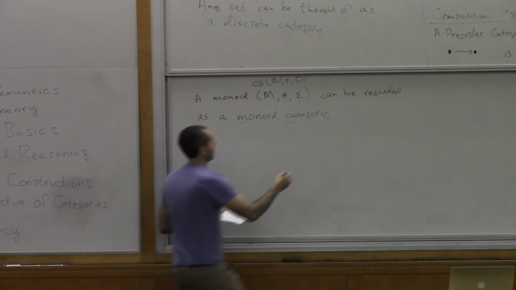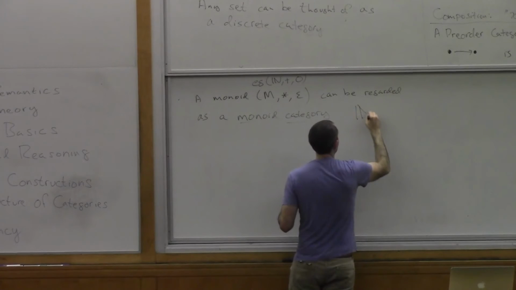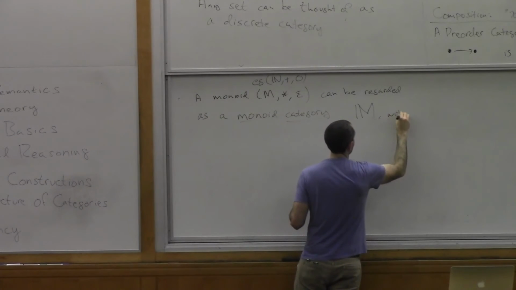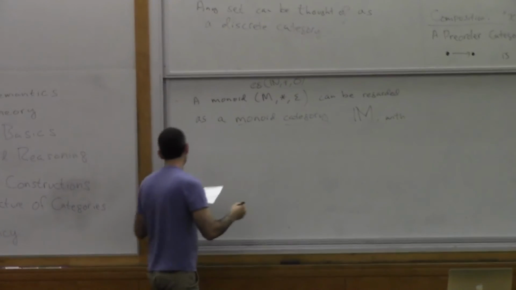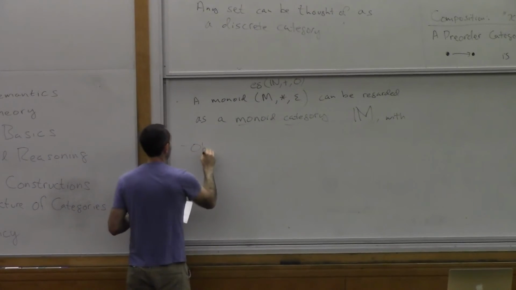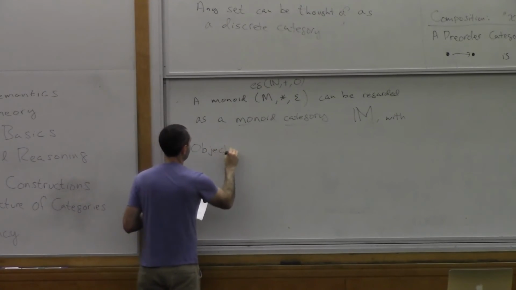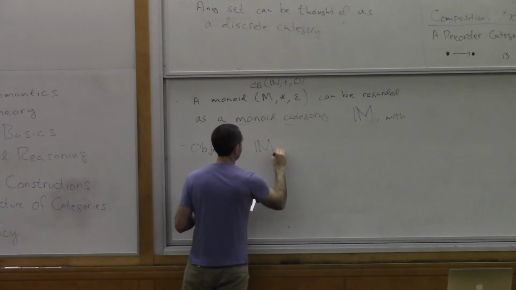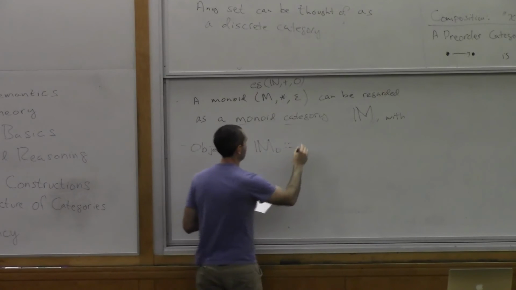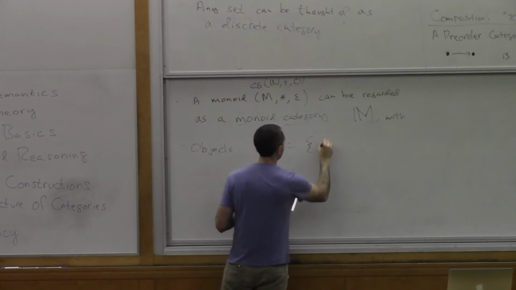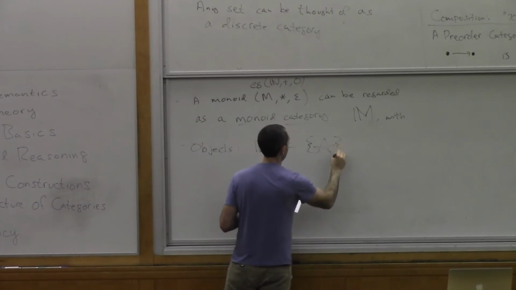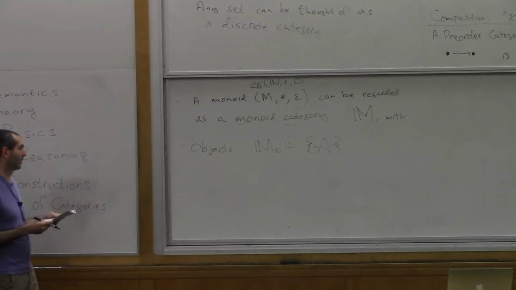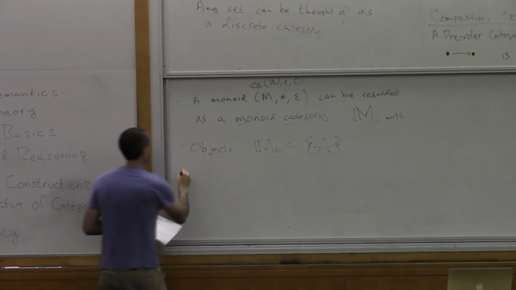So I should also give this a name. Call it blackboard bold M. Good. And now I have to tell you its structure. So it has objects. The object collection is defined to be the singleton set consisting of an anonymous object, which I'll again call star, like in the case of the singleton category. Okay, so I have to tell you about the arrows.